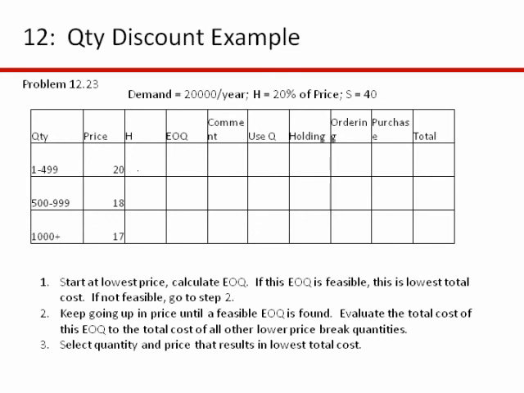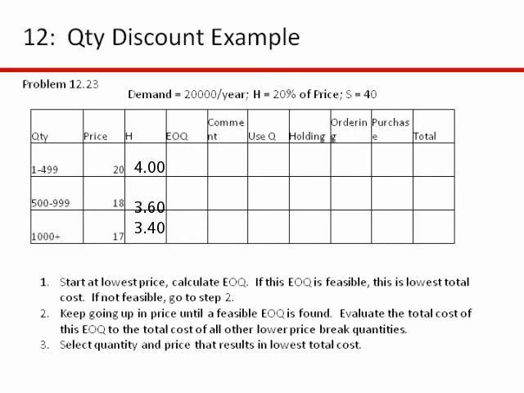All right, so the first thing you have to figure out is what H is. The holding rate says it's 20% of cost. So the holding cost for the highest price is $4, then it's $3.60 for the middle one, and then it would be $3.40 for the lowest price. You can see the lowest price is $17, and H is 20% of that price. So 20% of $17 is $3.40.